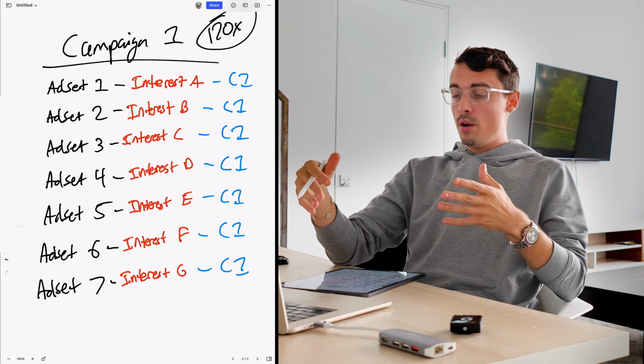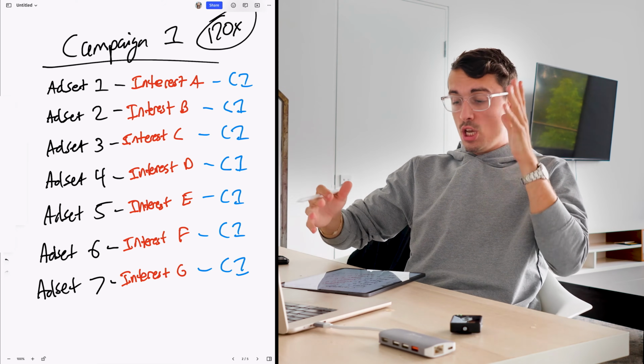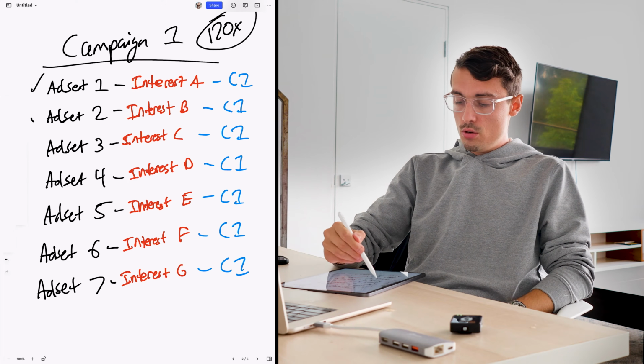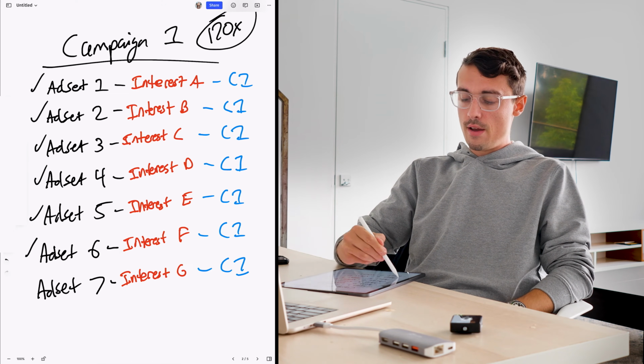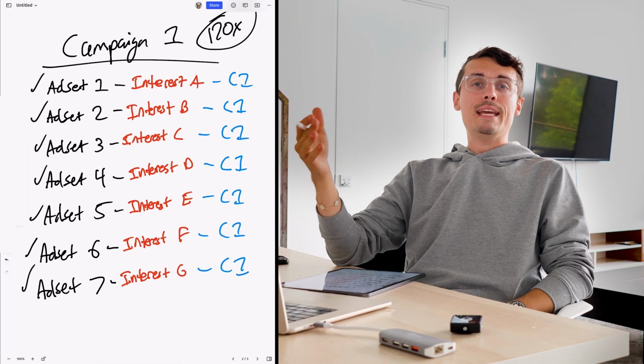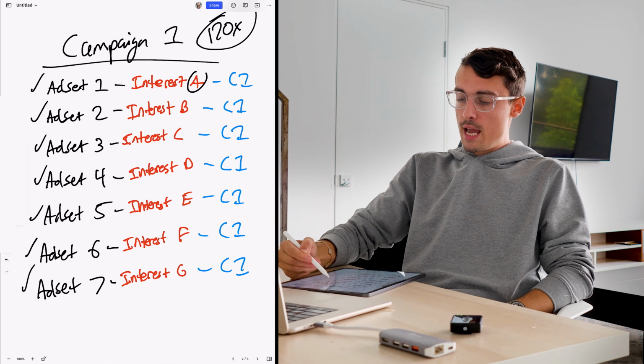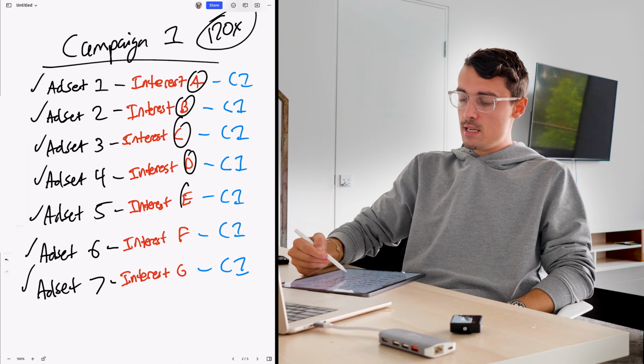But campaign 1, I've done this 120 times to find winning ad sets. So I will do ad set 1, 2, 3, 4, 5, 6, 7. And these have common interests. I isolate one interest, one creative. So there'll be interest A, B, C, D, E, F, G.